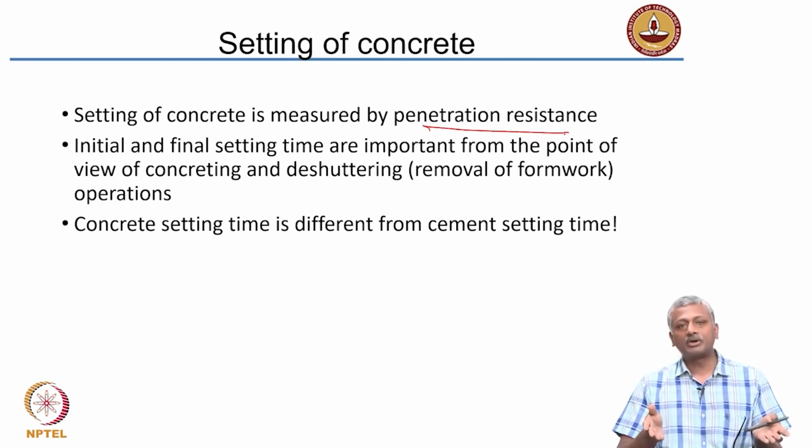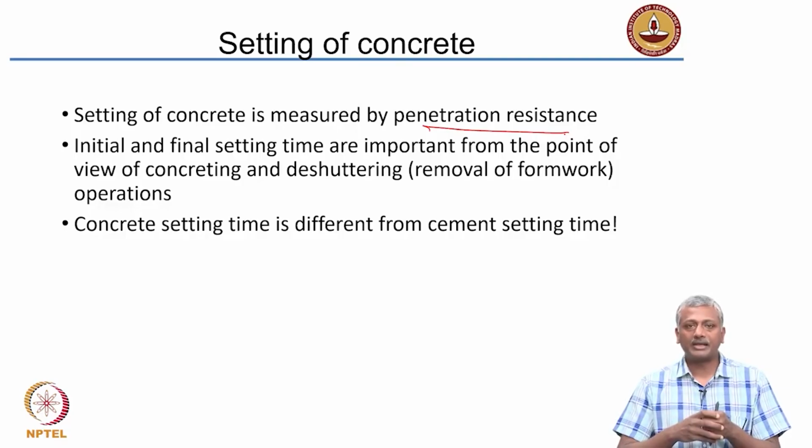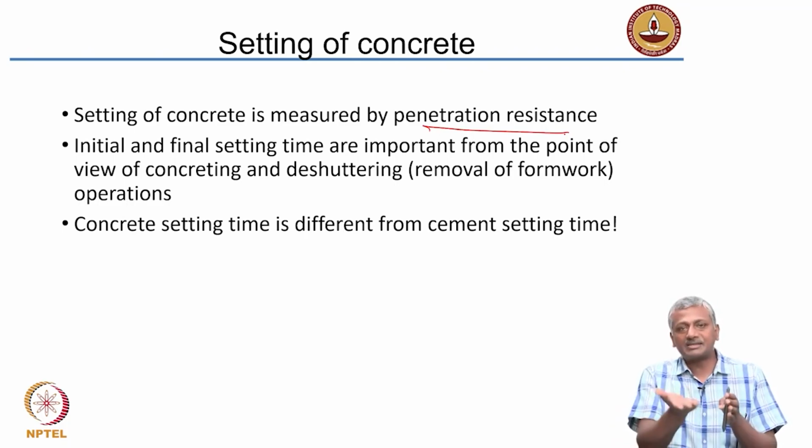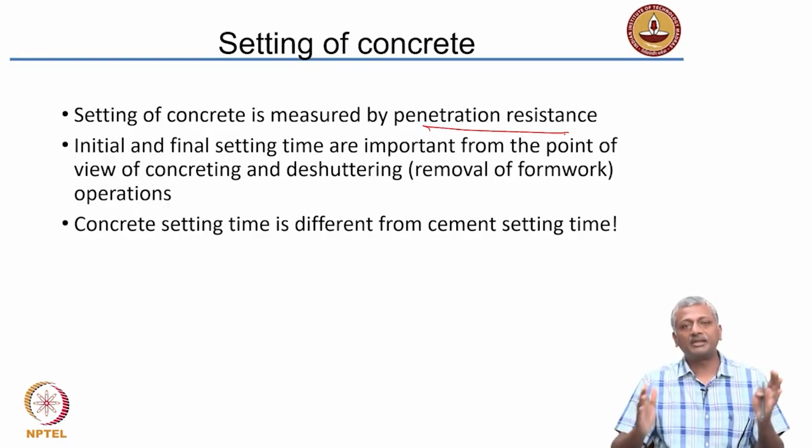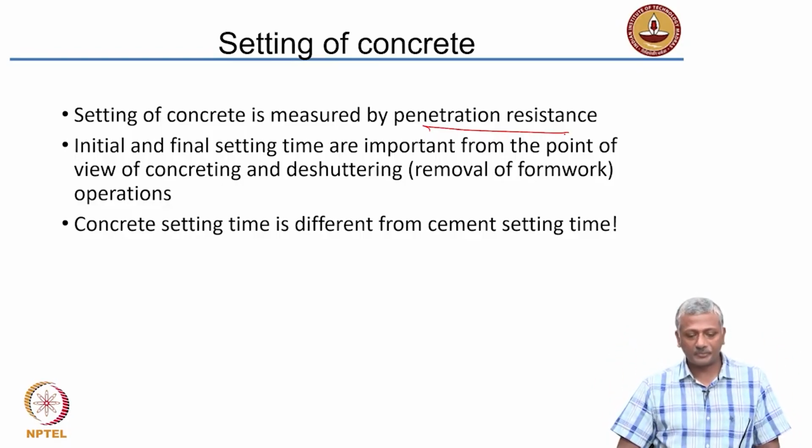And final set is important from the point of view of having attained a final form for the concrete, and that basically means that you cannot really alter the shape anymore beyond that point without failing the concrete. Okay, and that's also important because we can know when to start removing the redundant formwork, which is not really supporting the concrete from underneath, but which is on the sides, which is basically defining the shape of the concrete mold itself.